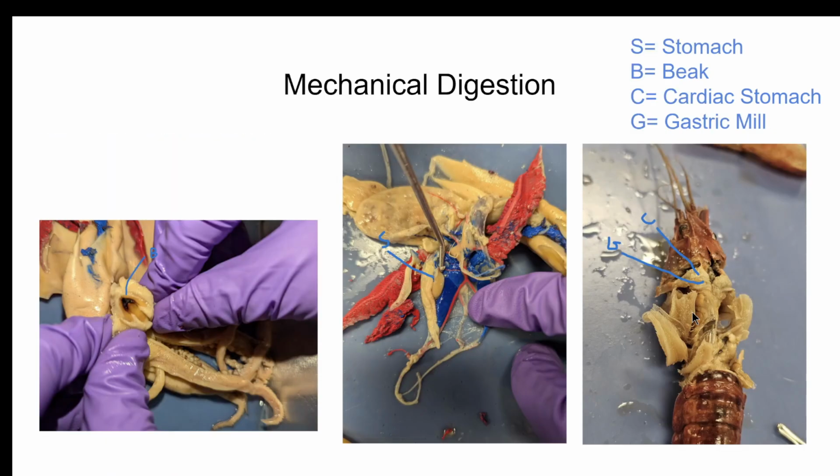Mechanical digestion is different for both the squid and the crayfish because the squid uses its beak, radula, and stomach to take apart its food, while the crayfish uses its cardiac stomach and gastric teeth. The gastric teeth are located within the gastric mill of the crayfish.